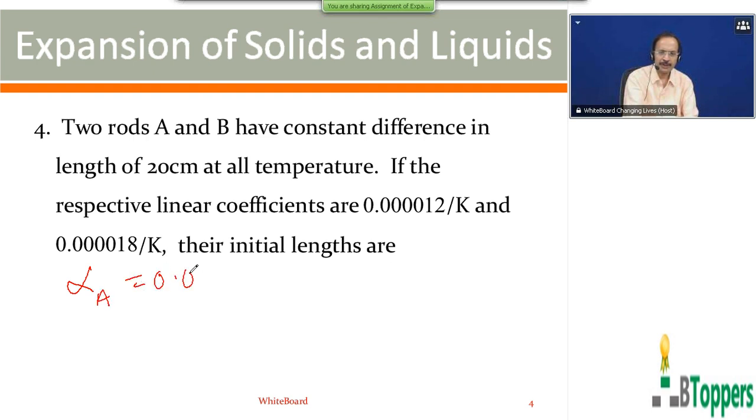Alpha for A is equal to 0.4012 per degree Kelvin.